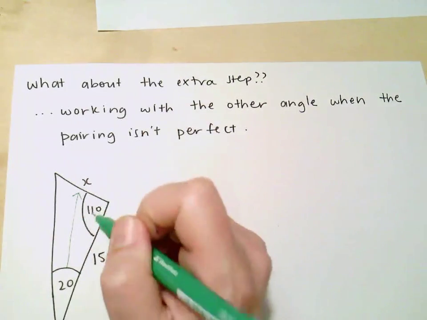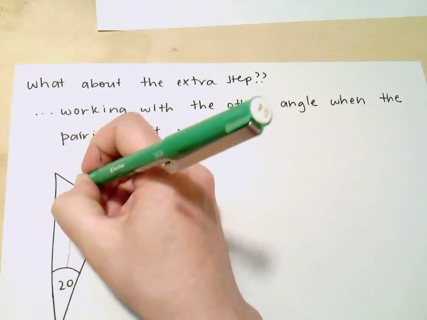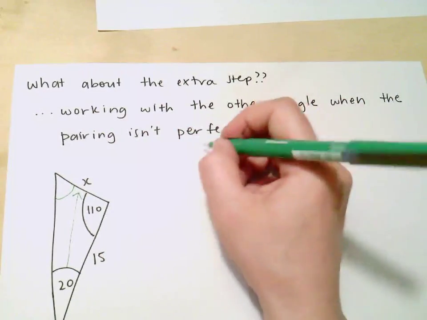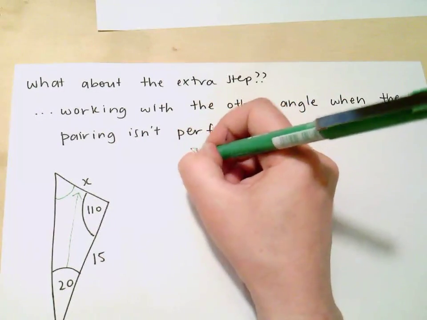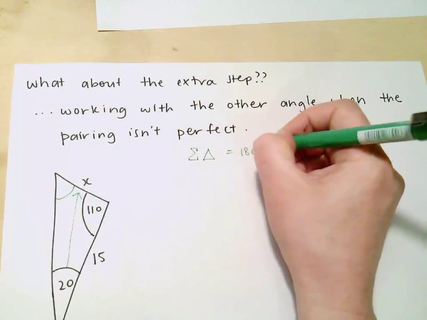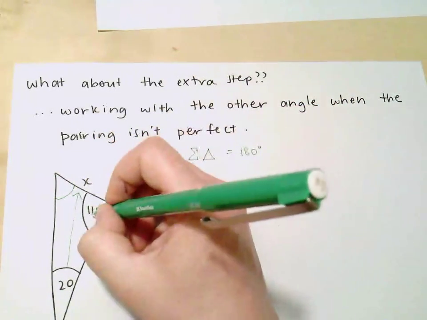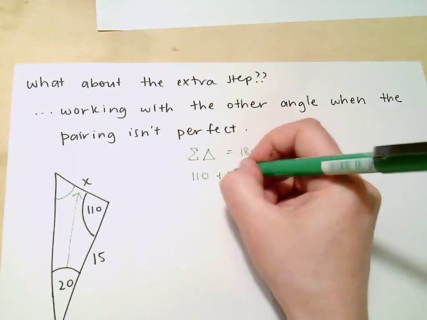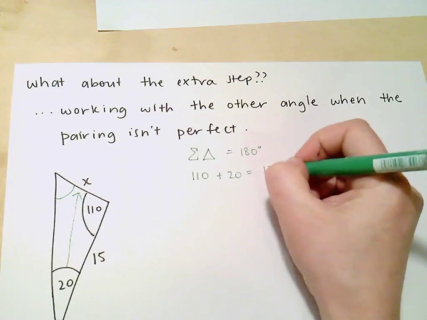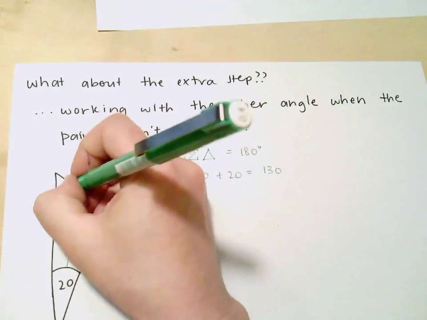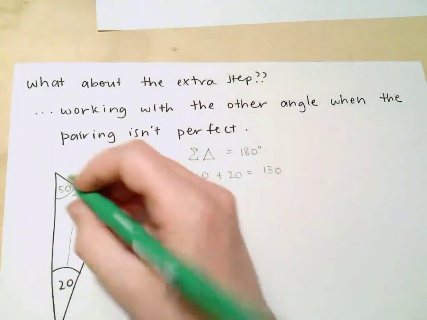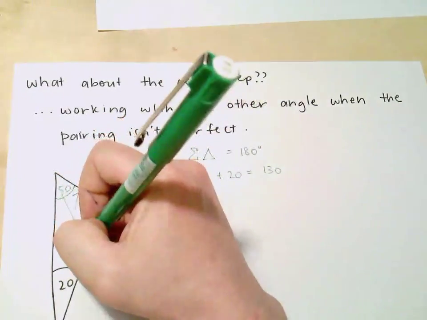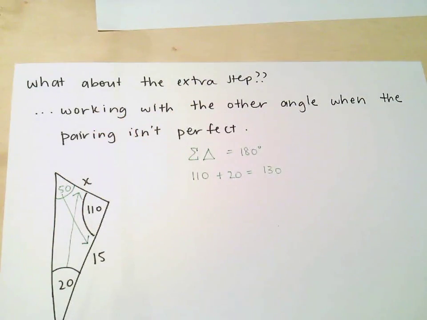But I can always quickly work out this angle here, the third angle, and that's what you need to be able to work with. The angles in a triangle add up to 180. The angle sum of a triangle is 180. So I can work out what this angle must be. If I know that this one's 110, and I know that this one is 20, those two together add up to 130. So this one here must be 50, because then the three of them would add up to 180. Once I've got that, all of a sudden now my pairings work and I can proceed as normal.